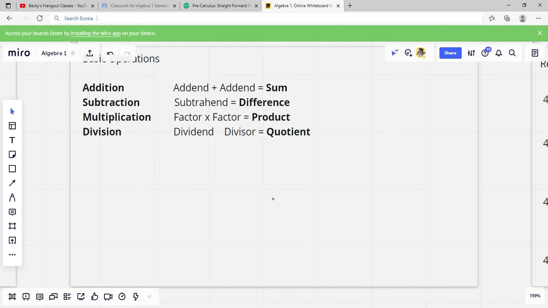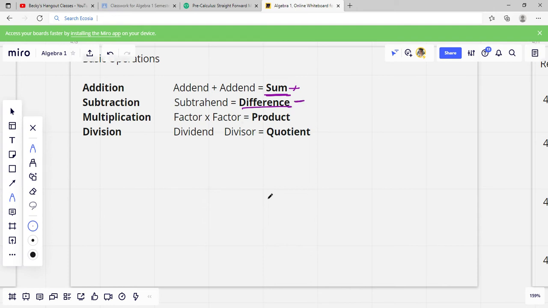All right, basic operations. Addition. When we add, we have two addends and we come up with a sum. Now you got to remember that because sometimes it'll ask you for the sum. That means you have to add, okay? So plus or add is going to be your sum. Difference. Subtraction has a subtrahend and a minuend, and we get a difference. So when they ask you for a difference, you're going to subtract.